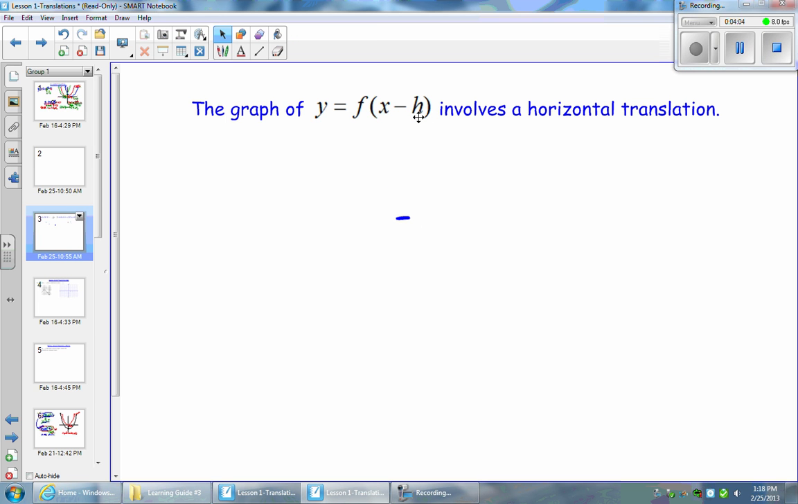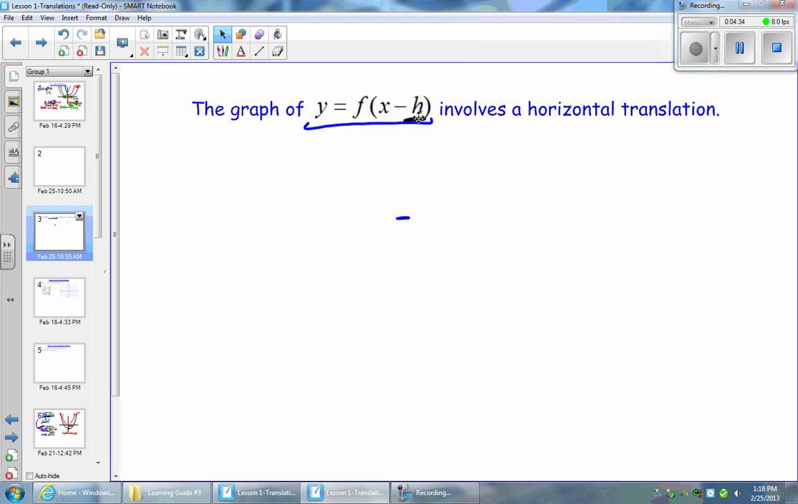Okay, so this is the general case right here. The graph of y is equal to f of (x minus h) involves a horizontal translation. So this is the general case. It doesn't have to be on a quadratic like our last example. You can perform horizontal translations on any type of function. It could be quartic, could be quintic, could be cubic. It doesn't matter. Okay, it's all about this h value here. When you have an h value, you definitely have a horizontal translation.